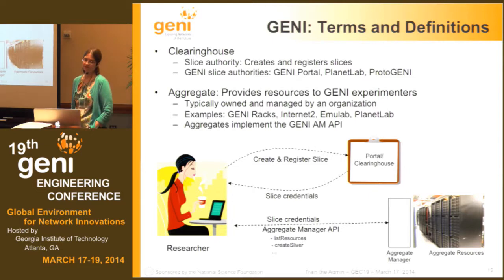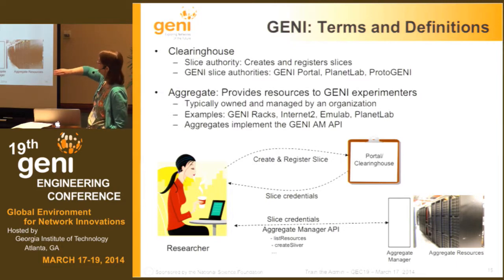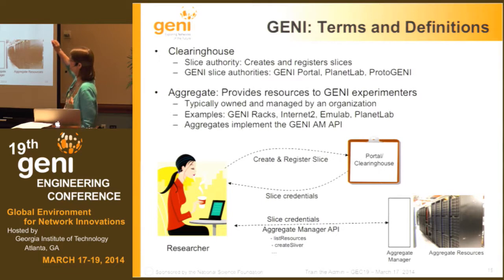Then, just to be a little more concrete about it, GENI users come in, they have a tool, and they speak to a clearinghouse or the GENI portal. That's how they get their user accounts, and that's how they get their slice. They get a slice credential back, and they pass that slice credential to an aggregate manager. And that's how they reserve resources and find out the status of their resources.